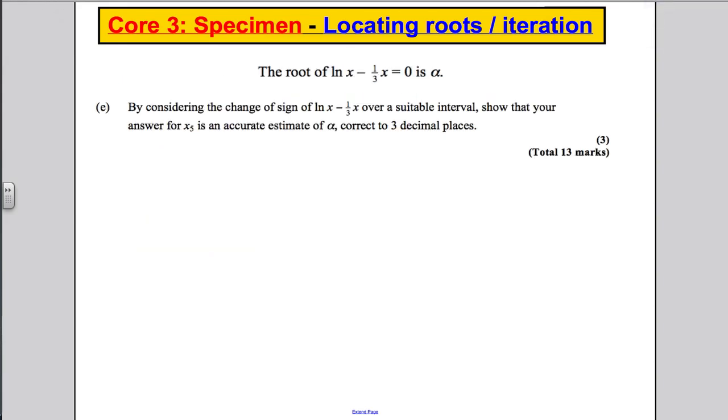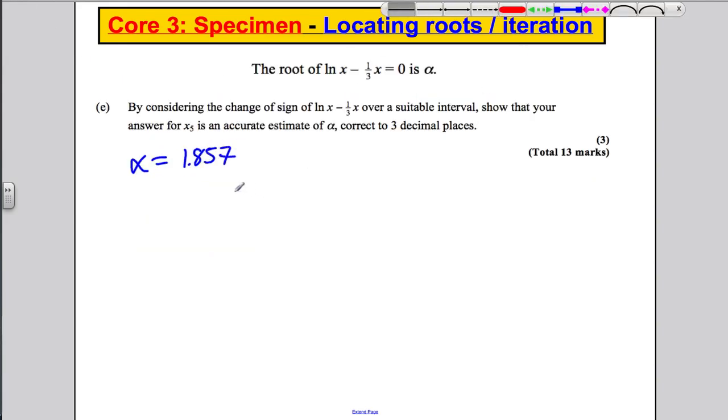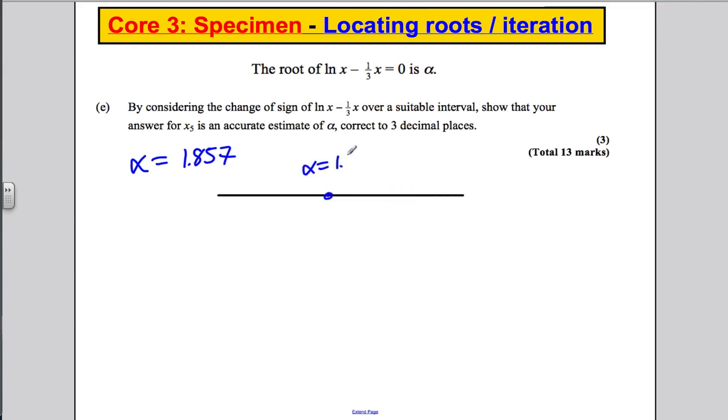Okay, in the last part, it says that the root of ln x subtract 1/3 x is alpha. By considering a change of sign over this, show that your answer for x5 is accurate to 3 decimal places. Your alpha from the previous part was 1.857, and what we're going to do is check the upper and lower bounds. So we're going to check alpha at 1.857.